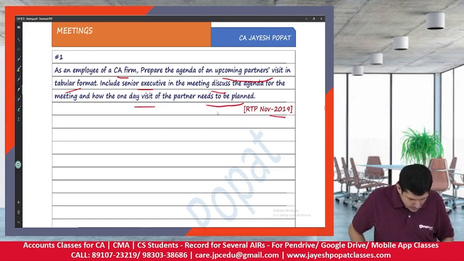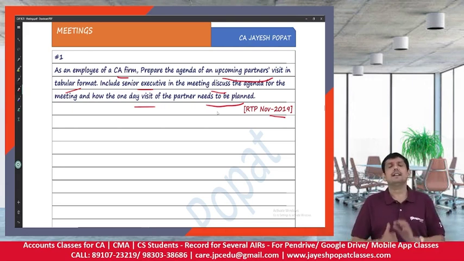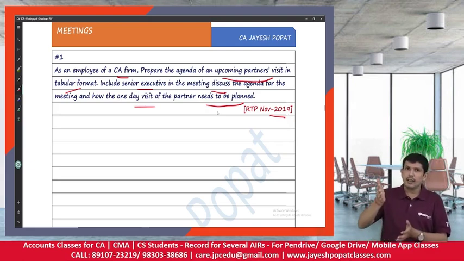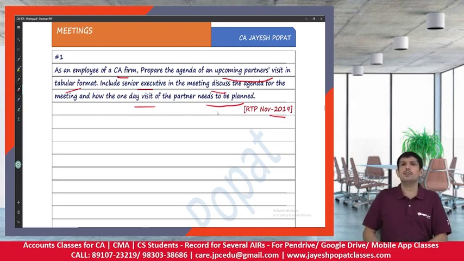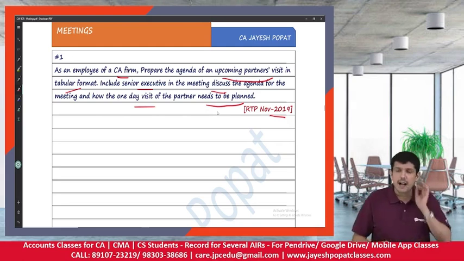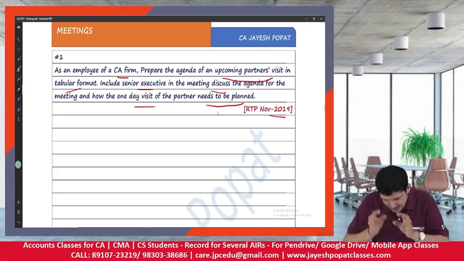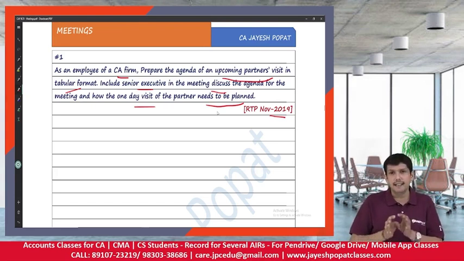Decoration, cleaning, proper sanitary. Again, Harsh, you are not getting it right. We are not talking about what you need to prepare for welcoming him to the office. This is an agenda about when he is there physically, right, attending the meeting, what things should be discussed.